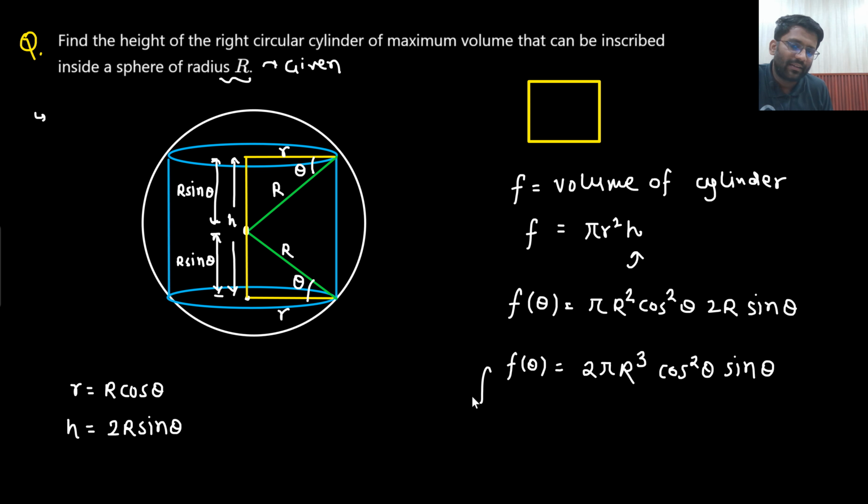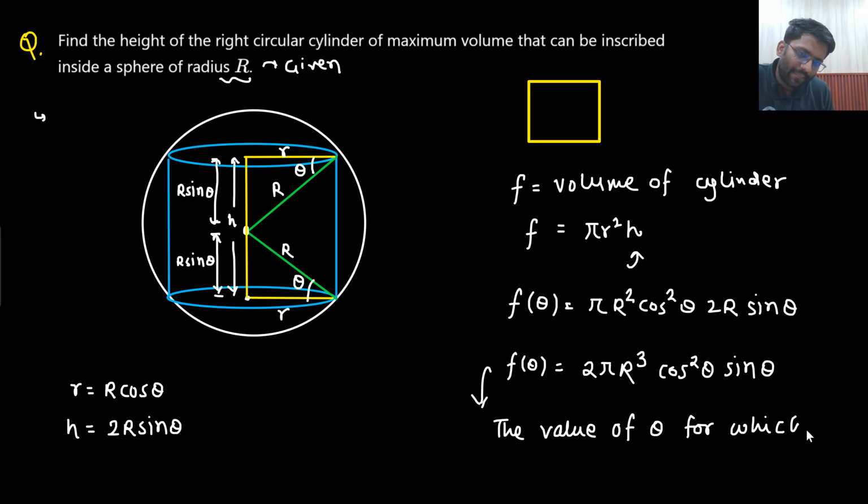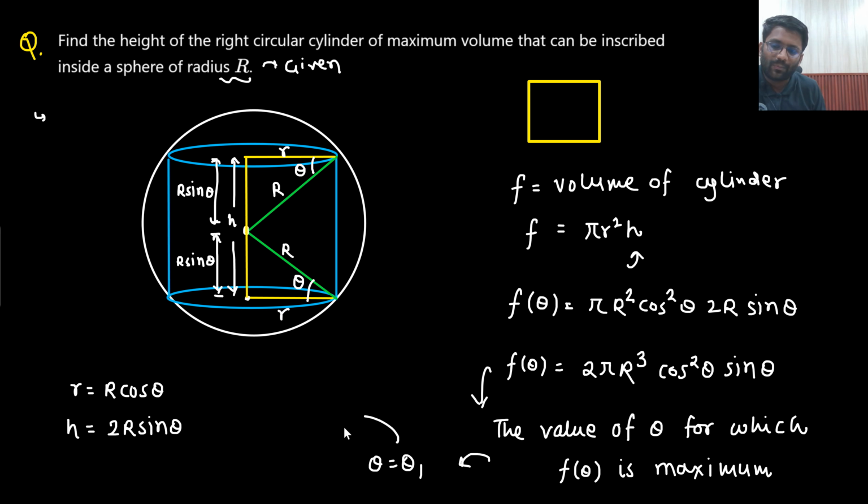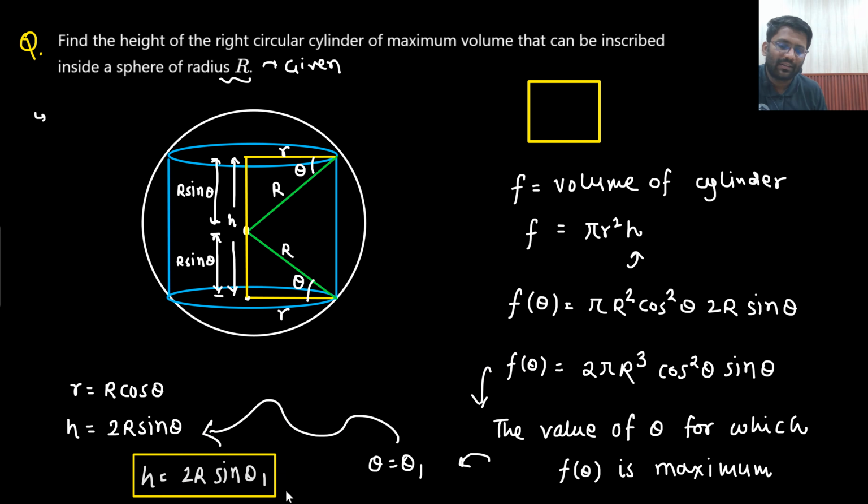Now what is my target? Find the value of theta for which f of theta is maximum. Right, this is my target now. So from here, let's say I got theta equals theta 1. Now I will put theta equals theta 1 here. Then what will be my answer? My answer will be 2R sin theta 1. Eventually this will turn out to be my answer.